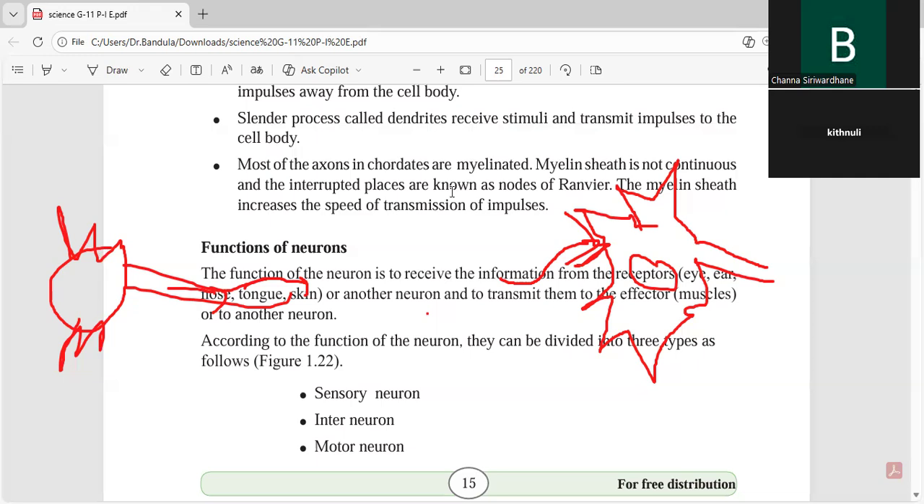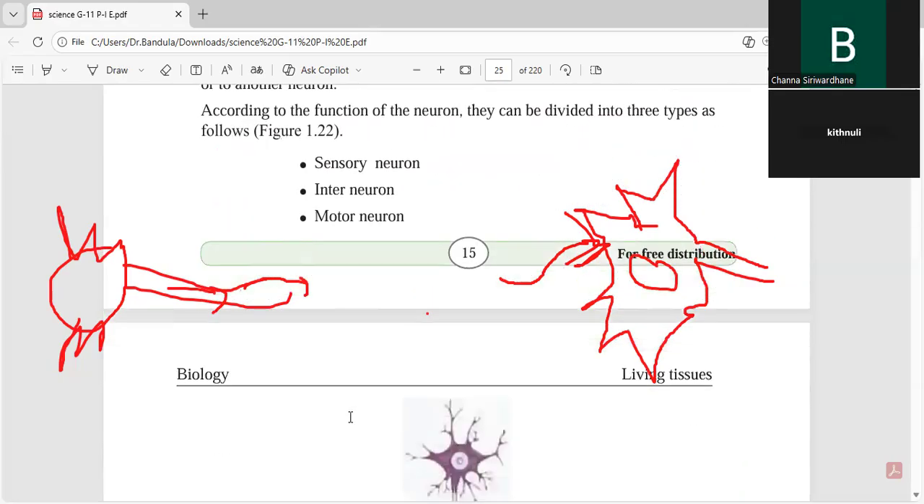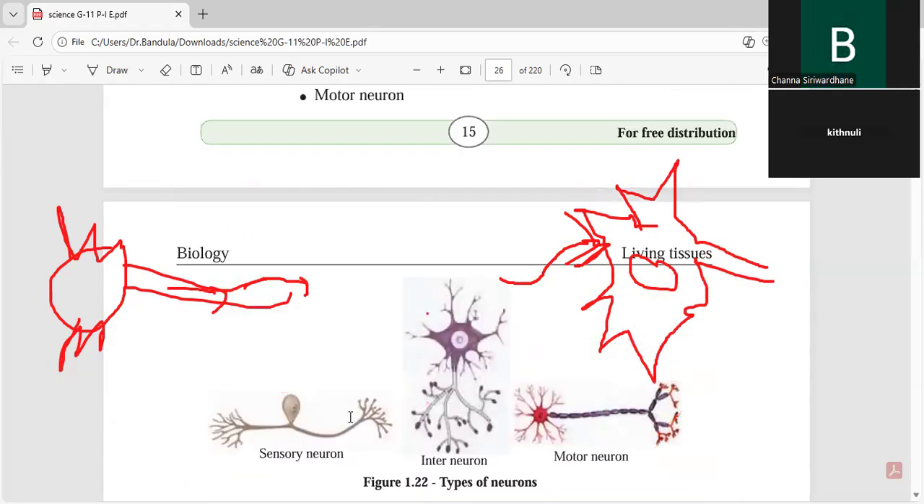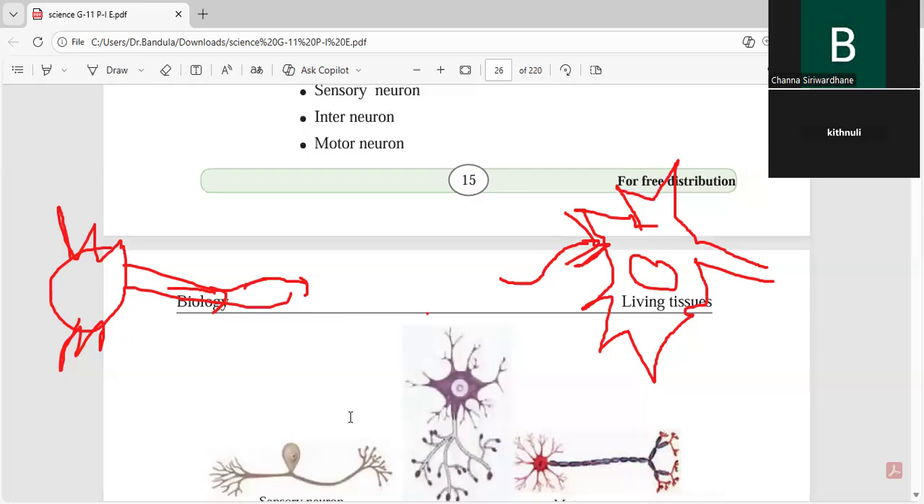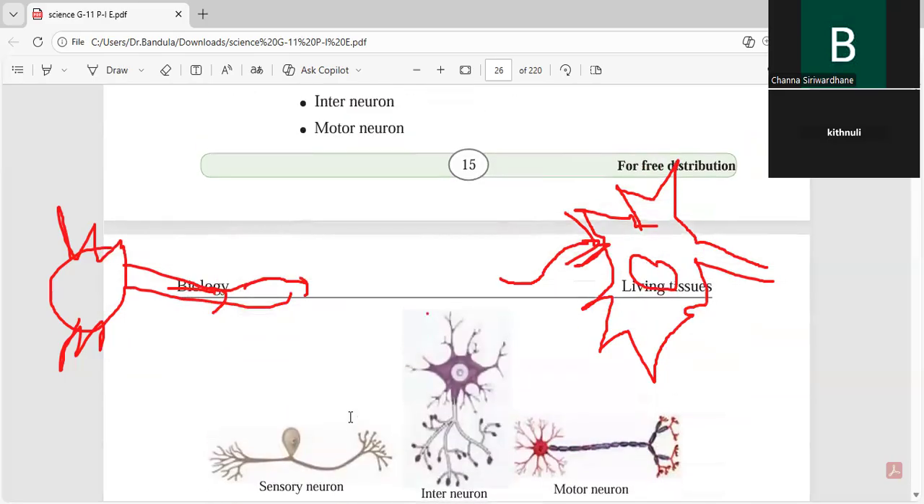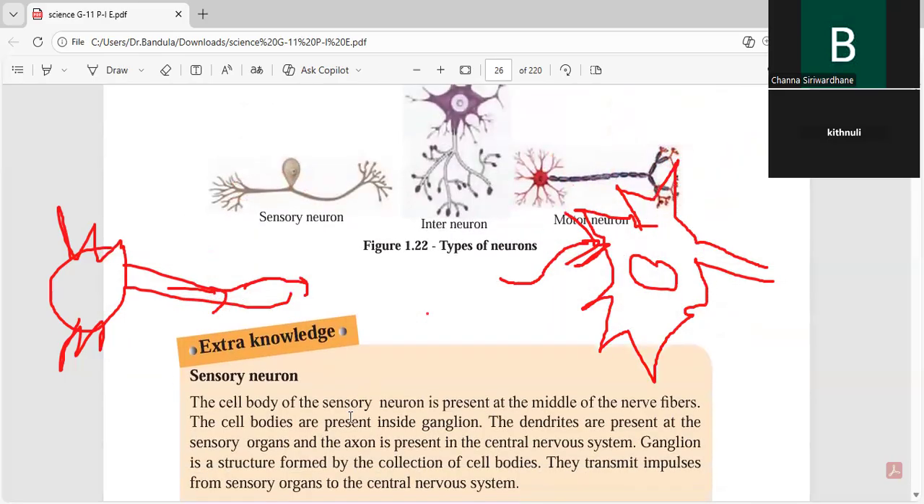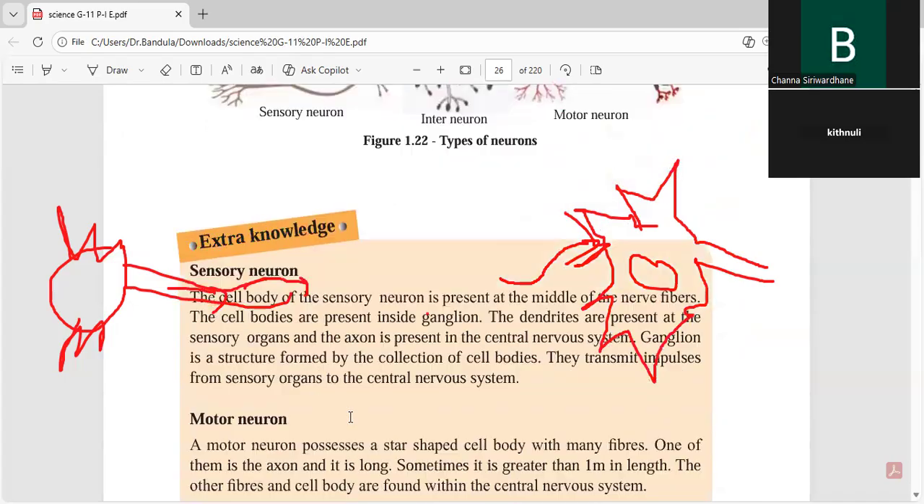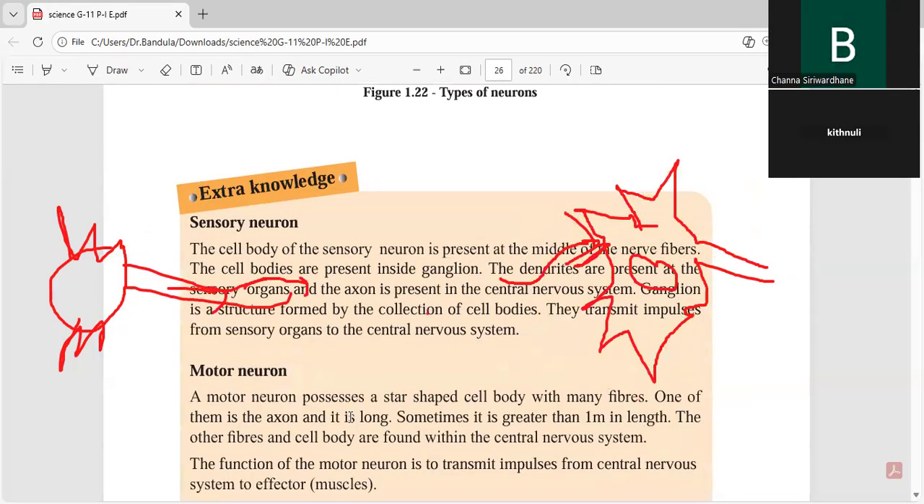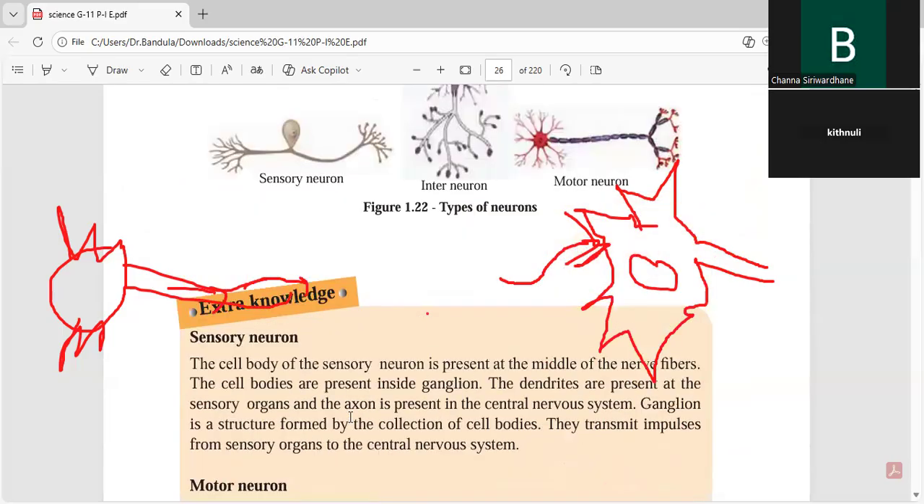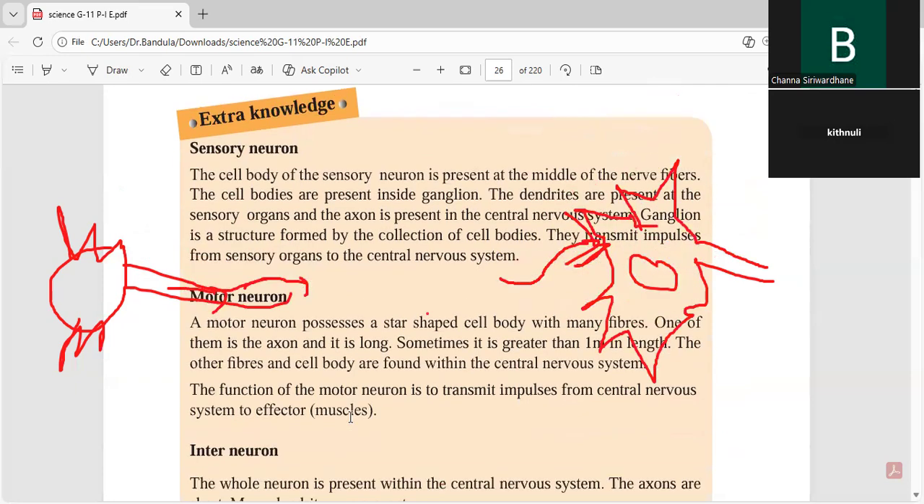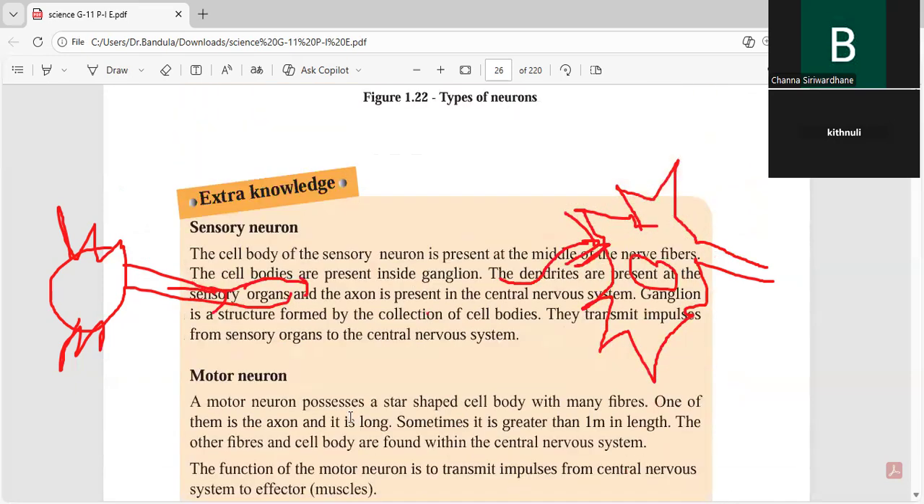Right. There are three types of neurons according to their functions. First one is the sensory neuron. Second one is the interneuron. Third one is the motor neuron. You will learn much more detail about these things in grade 12.